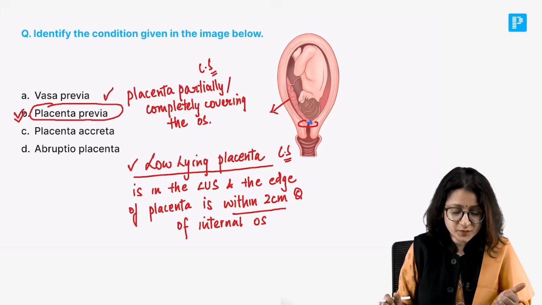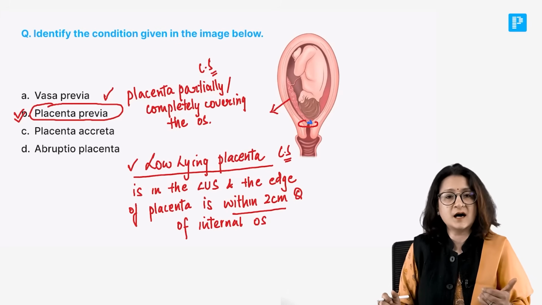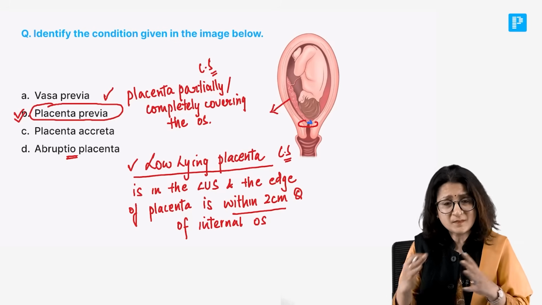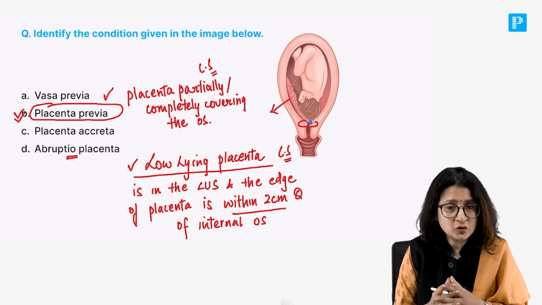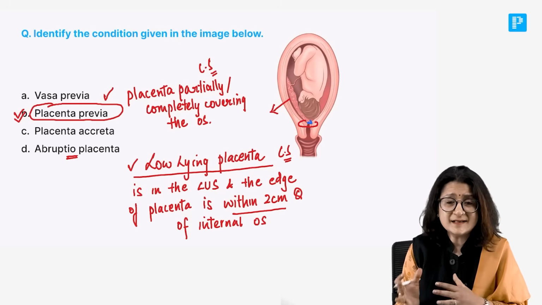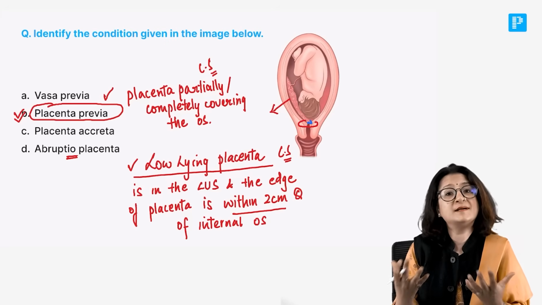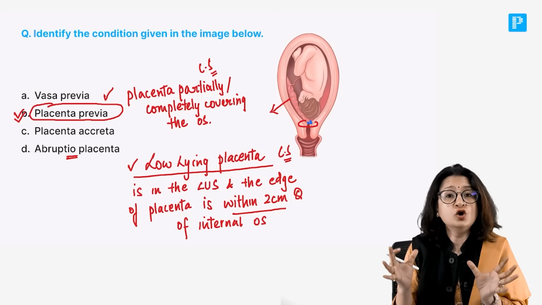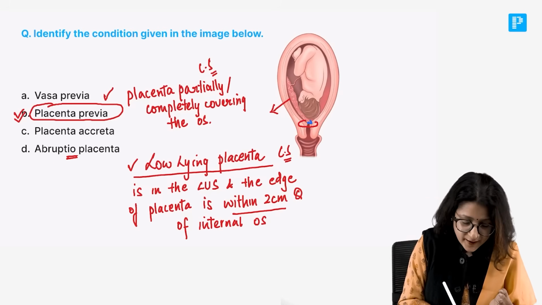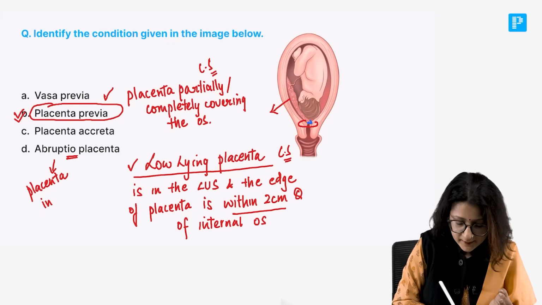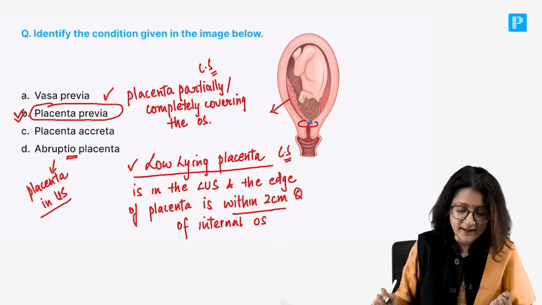Let's look at the other options also. Vasa previa, placenta accreta, abruptio placenta. You know that abruptio placenta is premature separation of placenta that is in the normal location, that is in the upper segment. It is not in the lower segment. So with abruption, it is in the upper segment. Placenta in the upper segment is there.